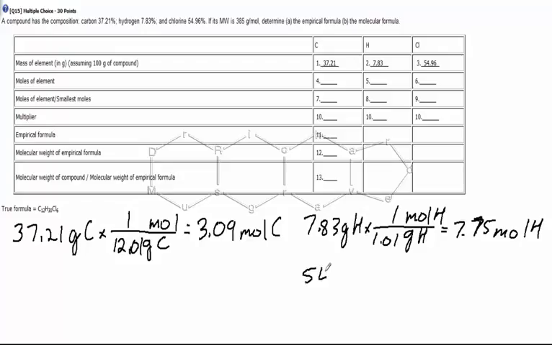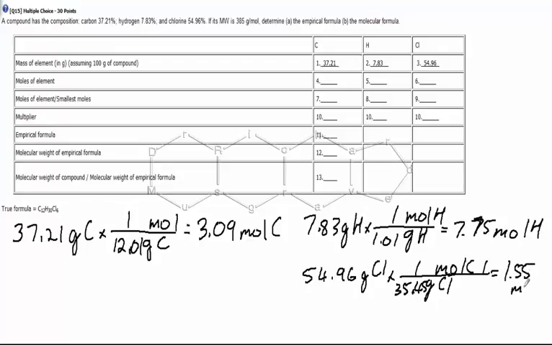And do the same thing for chlorine. We've got 54.96 grams of chlorine. Grams of chlorine go on the bottom, moles of chlorine go on top. 1 mole of chlorine is 35.45 grams of chlorine. That's the atomic weight. That's going to come out to be 1.55 moles of Cl.